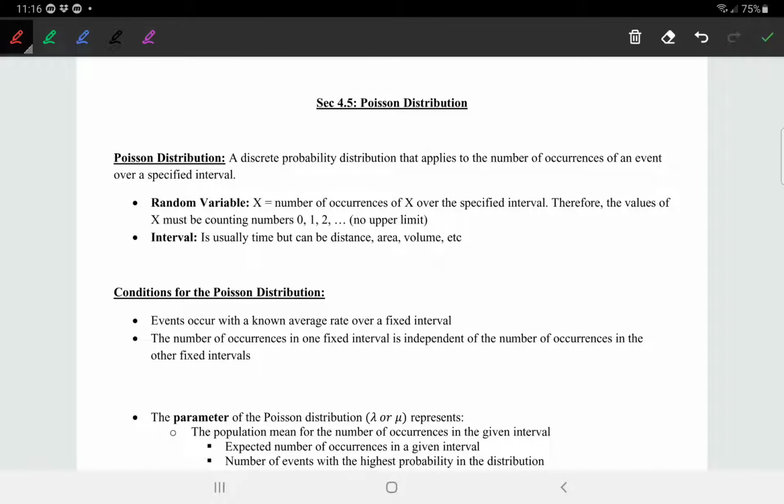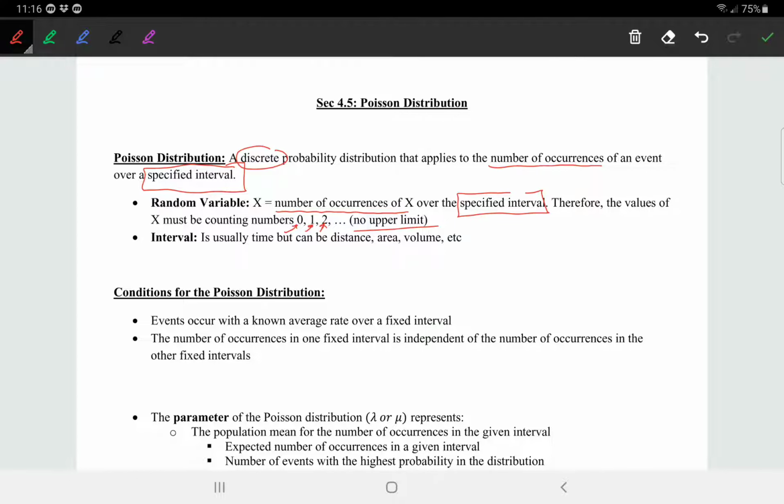The Poisson distribution is a discrete probability distribution, and it applies to the number of occurrences of an event that happens over a specified interval. So in this case, we'll define the random variable to be the number of occurrences x in that interval, and therefore x can be just the counting numbers. It could be that that event never occurs in the interval, or it occurs once or twice, and in theory there is no upper limit.